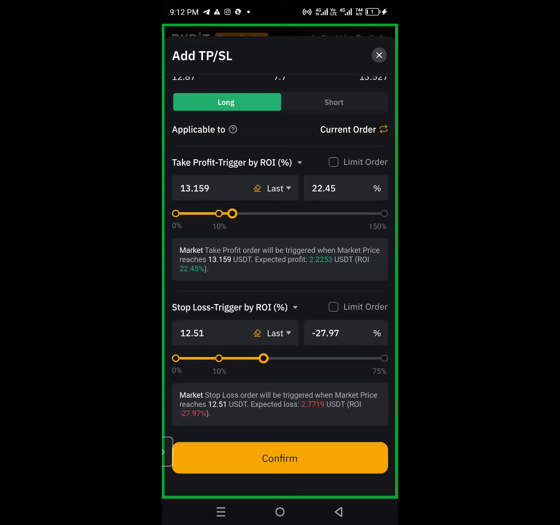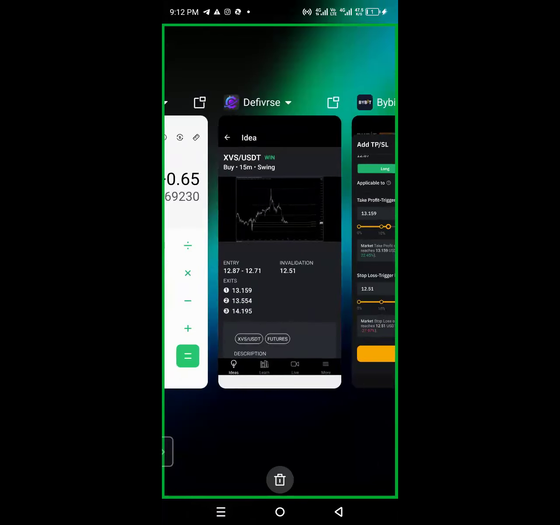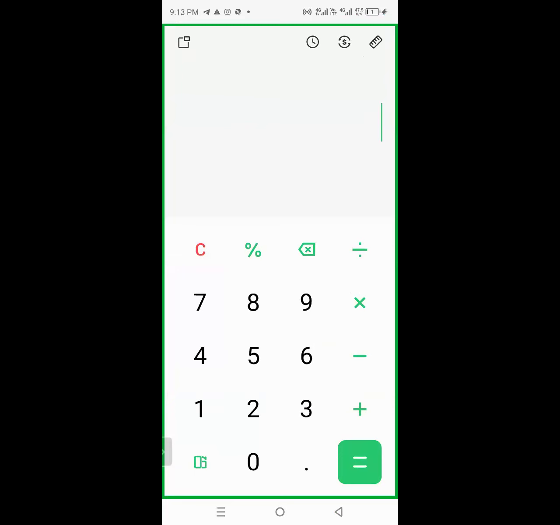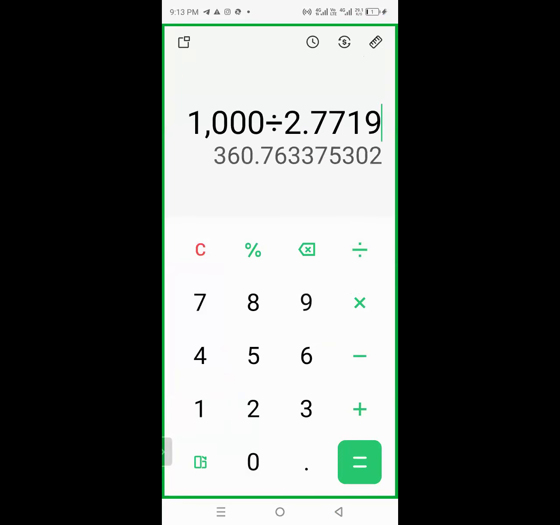Now, what do we do from here? Our expected loss is 2.7719. We go to our calculator and divide the 1,000 by our expected loss, which is 2.7719. Please, if you get it to that point, drop a 1 in the chat box.